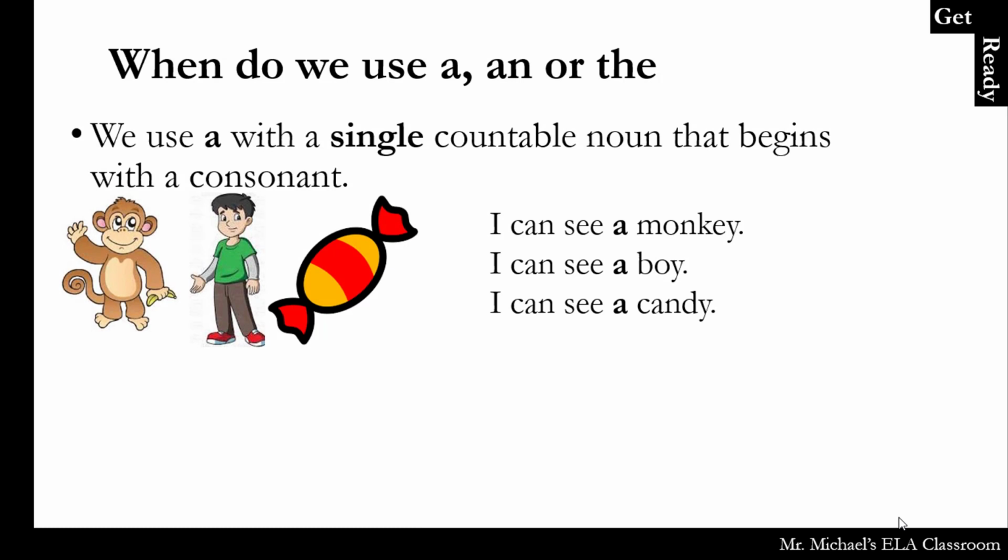So we use a with a single countable noun that begins with a consonant. I can see a monkey. I can see a boy. I can see a candy. So again, these aren't proper nouns, but I am talking about a specific thing, but not one that is named.